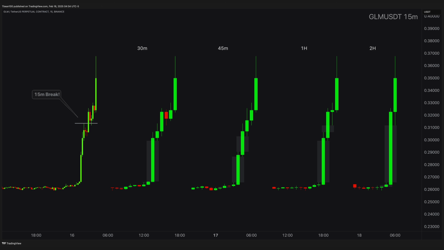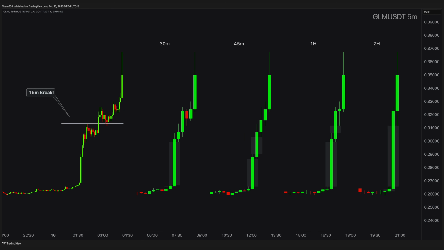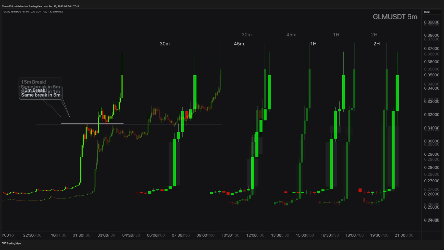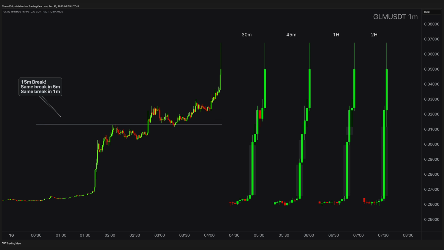Okay, now let me open the 15-minute chart on the left side and see something. Notice the inner break right here in the 15-minute time frame. Now I'm switching to the 5-minute time frame. Notice the same break here. And finally, we are in the 1-minute time frame one more time, same break right here. This kind of breaks gives us interesting trade chances.